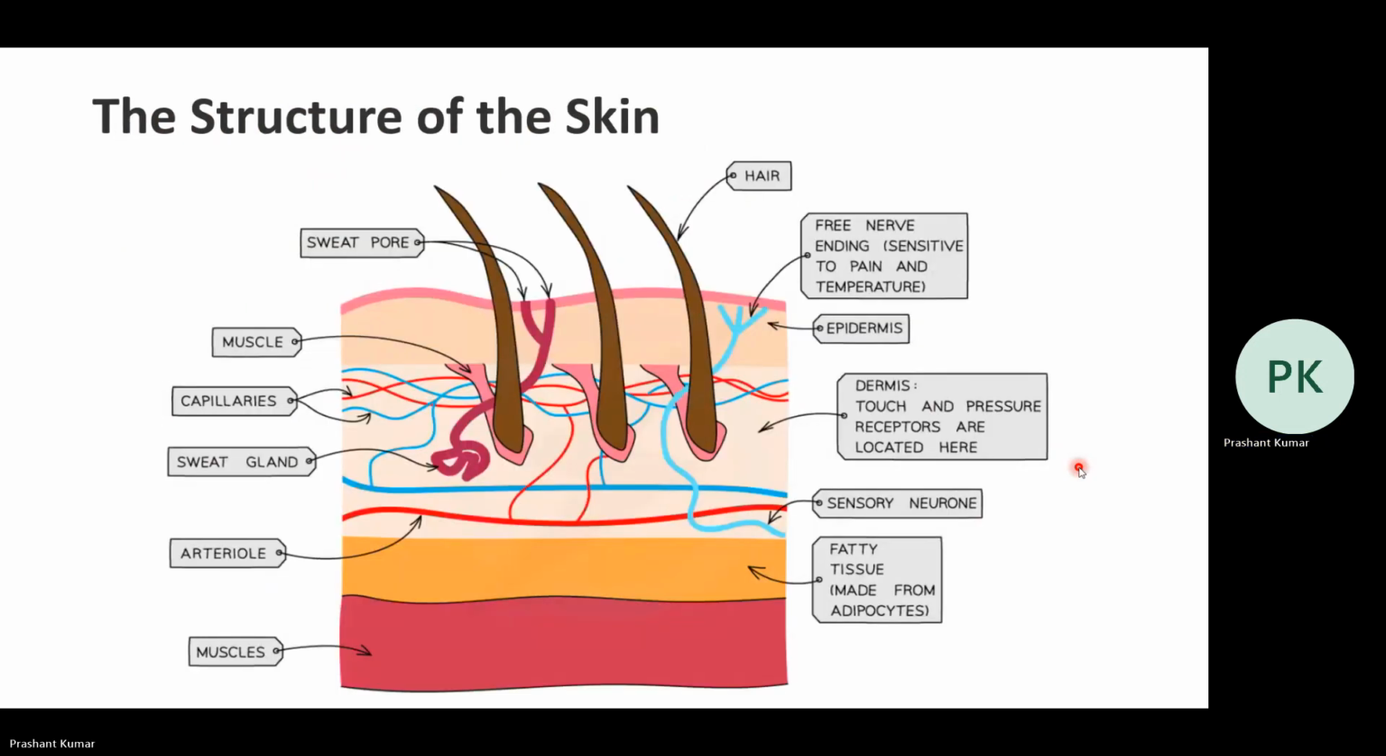Structure of the skin. So let's see this. This is the structure they generally ask in Cambridge exams. So this is the hair, and this blue color is your free nerves connected to the skin. This is the epidermis. Then we have a dermis layer. Then we have the sensory neuron layer and the fat layer, the yellow one. On the left side, you can see there is a sweat pore. These are the muscles which are connected to the hair follicles, then capillaries, sweat gland, arteriole and muscle cells.